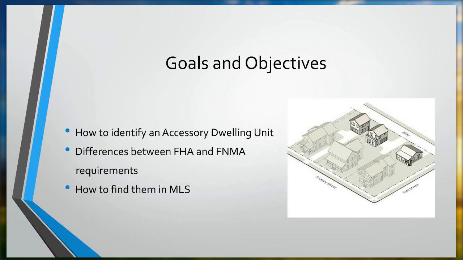The goals and objectives of this short webinar this morning are how to identify an accessory dwelling unit, the differences between FHA and Fannie Mae requirements, they have some slight differences in how they want them handled and what their actual guidelines are, and also how to find them in the MLS. Sometimes it's a little tough to find accessory dwelling units in the multiple listing services that we use because there's really no standardization on how to find them or what to call them. So sometimes you have to be a little bit of a detective.